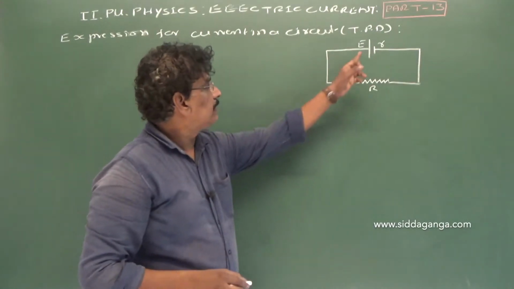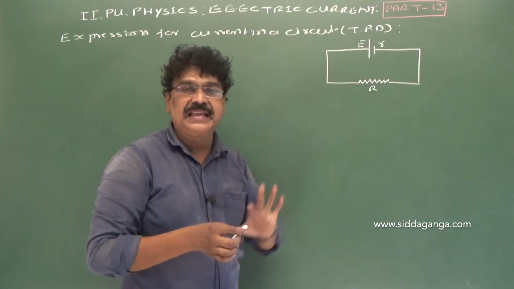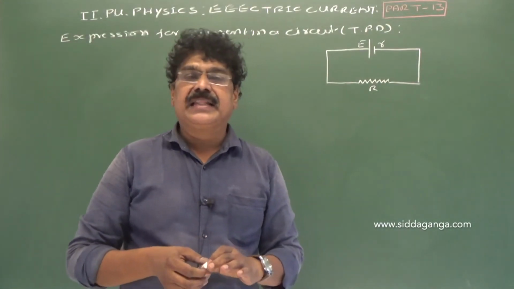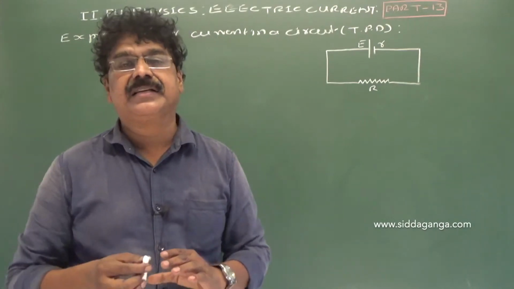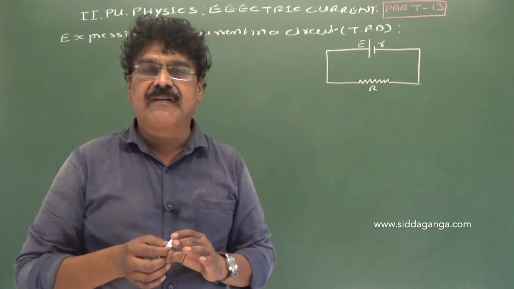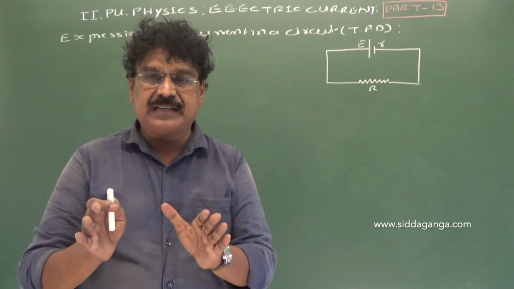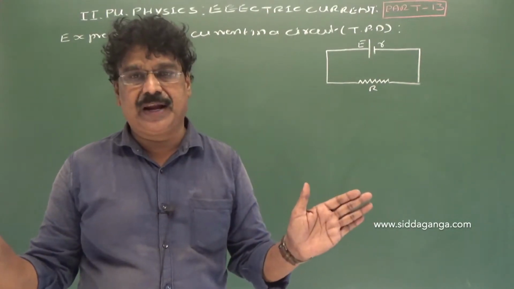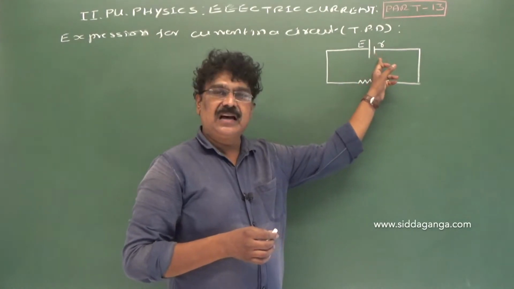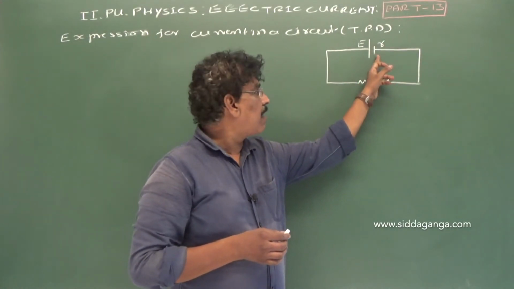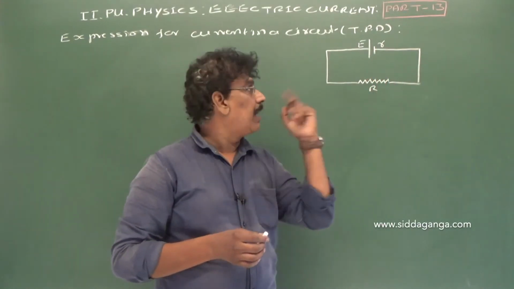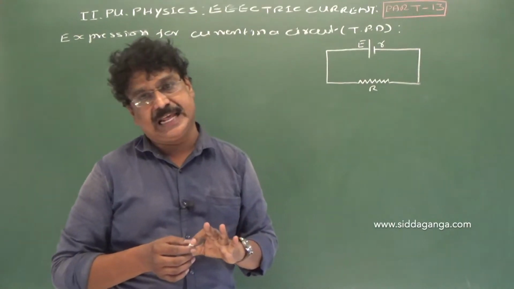Here the solid lines that I have drawn, through which we connect the cell and resistance, are called connecting wires. Generally in any electrical circuit, the resistance offered by connecting wires is negligibly small, so we won't consider it here. But here the resistances are two: internal resistance small r, external resistance capital R, and the EMF of the cell.